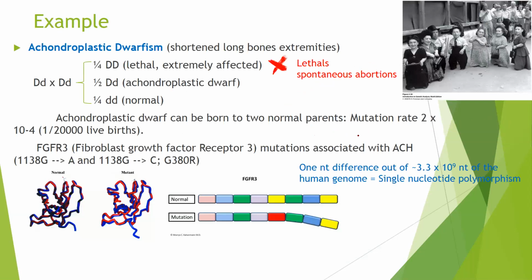All right, so here is an example. This is a very famous example of a human autosomal dominant disease, achondroplastic dwarfism. This is a one gene disorder. Usually normal people have the homozygous recessive genotype. So this is the normal people, all right? This gene is called FGFR3. So it's a growth factor receptor gene.